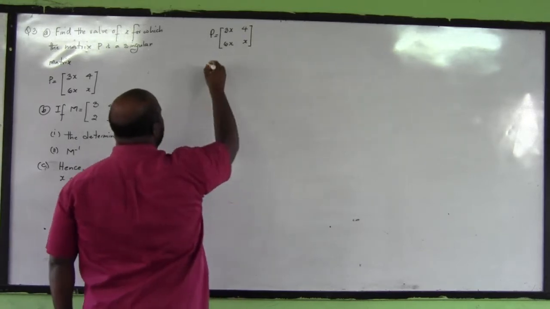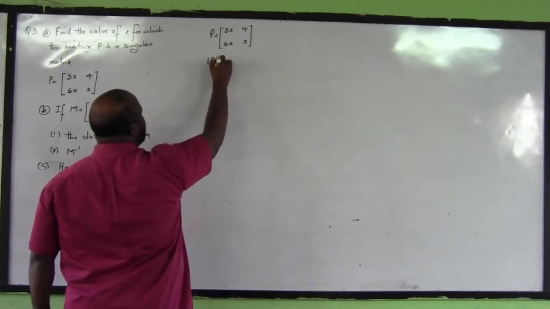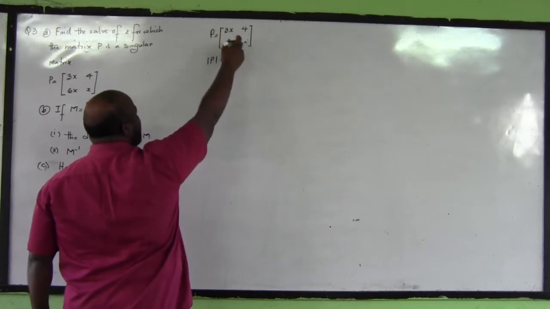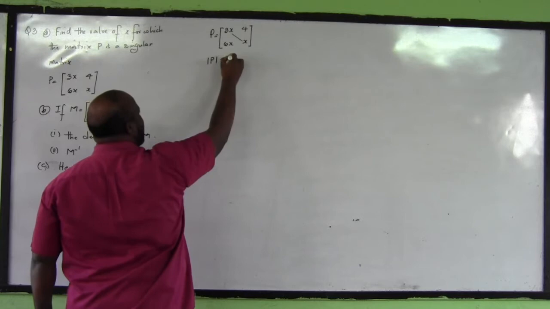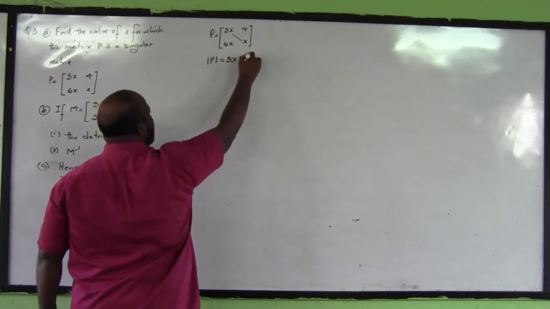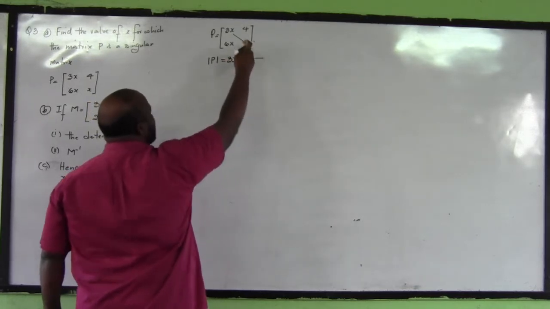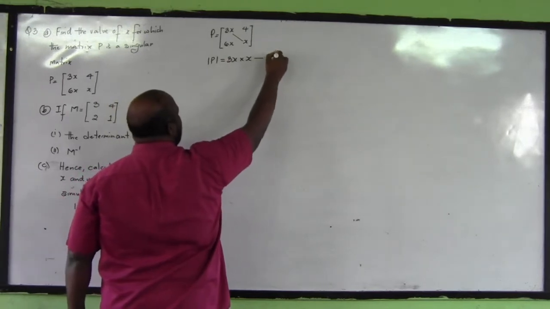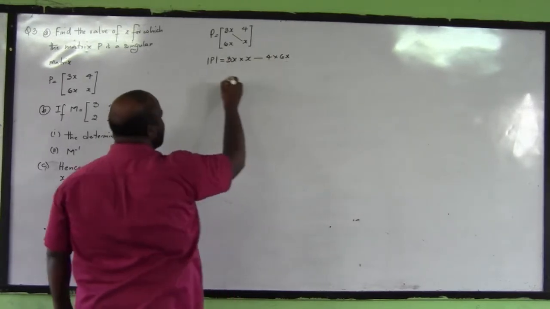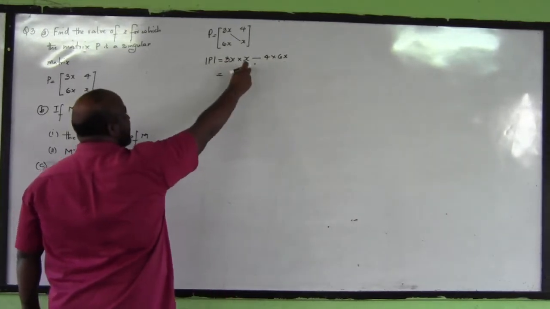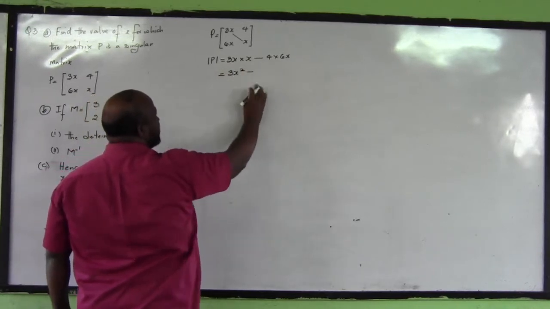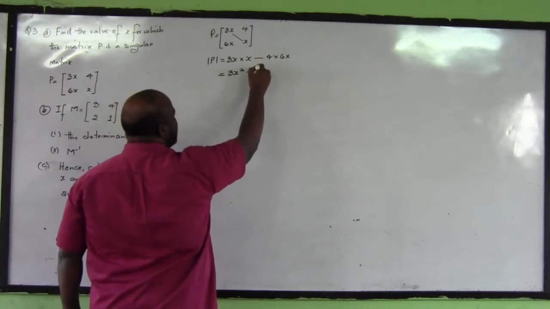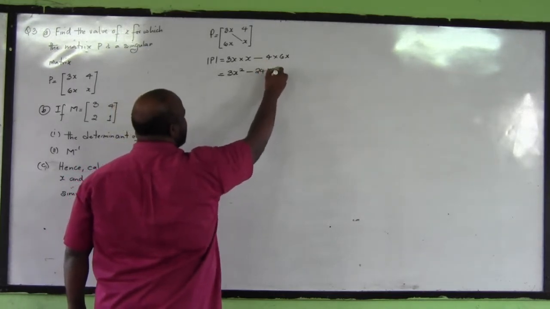So let's find the determinant of P. The determinant of P is this times this, so you multiply these two. So it's 3x times x minus this times this, 4 times 6x. 3x times x is 3x squared minus 4 times 6 is 24x.